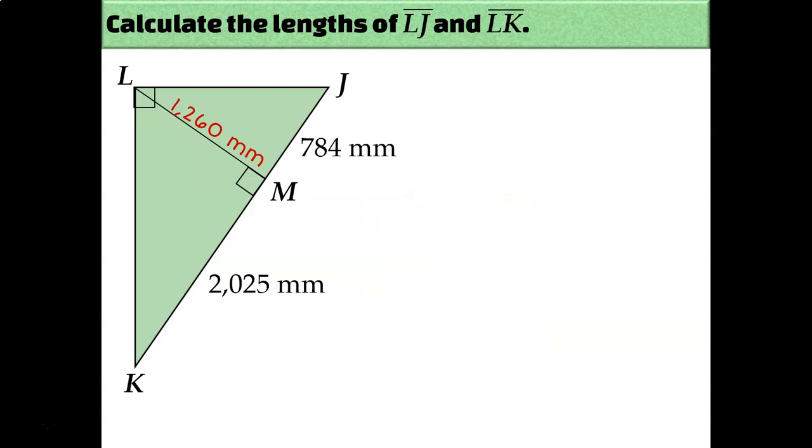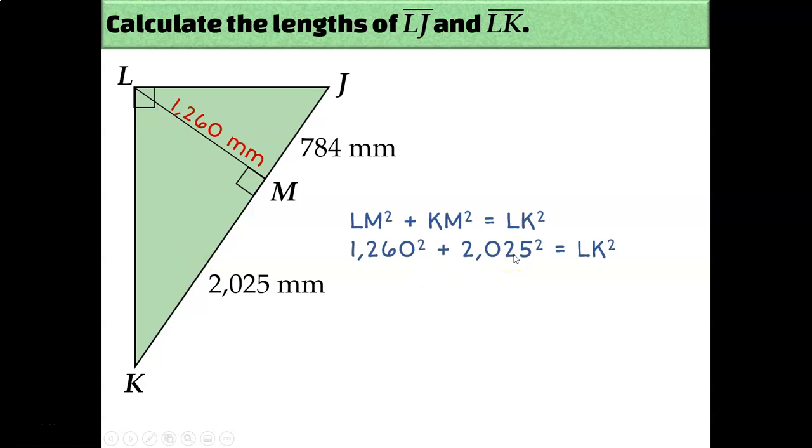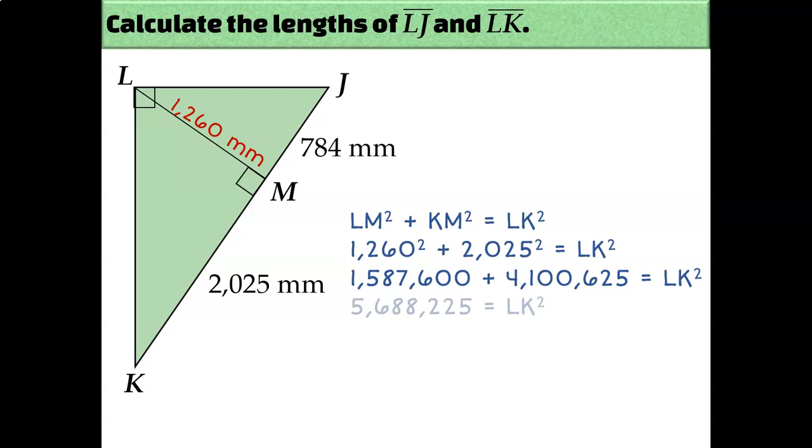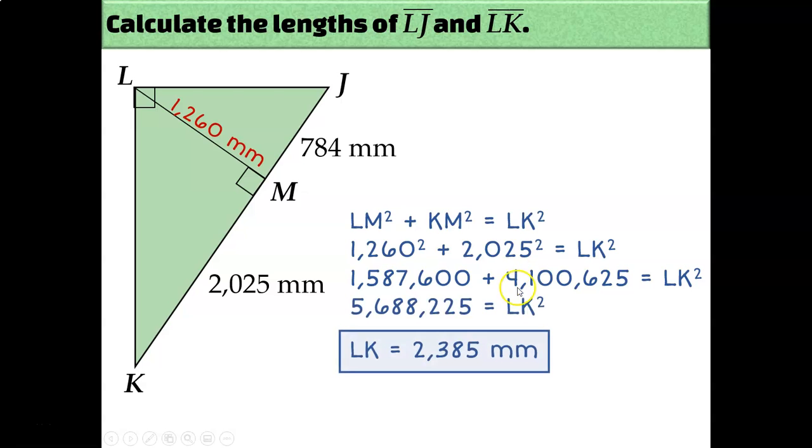And we can do something similar to calculate the length of LK. In the medium-sized triangle, I know both of the legs, so I can calculate the length of the hypotenuse doing leg squared plus leg squared equals hypotenuse squared. Again, simplify all that in a calculator, and you get an answer of 2385.